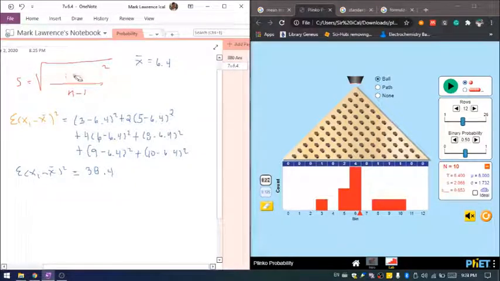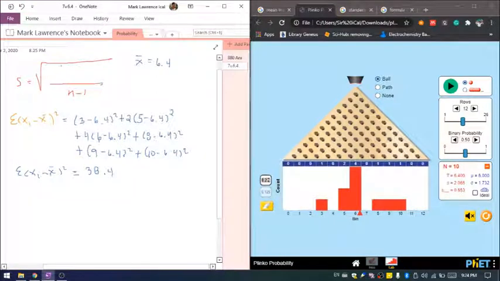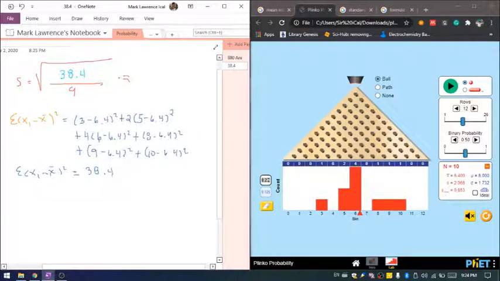Okay? So, S is, okay, kunin ko na lang. This is 38.4. Now, for the n minus 1, our n is 10. Okay? So, basically, that's 9. Therefore, our sample standard deviation is equivalent to the square root of 38.4 divided by 9. So we have 2.066. Yay! So we have the same standard deviation. So this is the sample standard deviation.